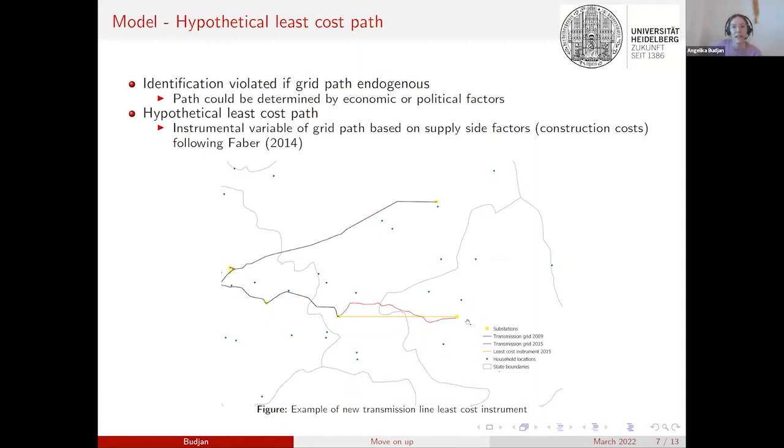And in this case, you can see in orange how the hypothetical least cost path would look like, and it would just be a straight line. So it seems that the terrain here between these two transmission substations is very even, and it would be cheapest to just construct a straight line. And so this is what I'm using as an instrumental variable.